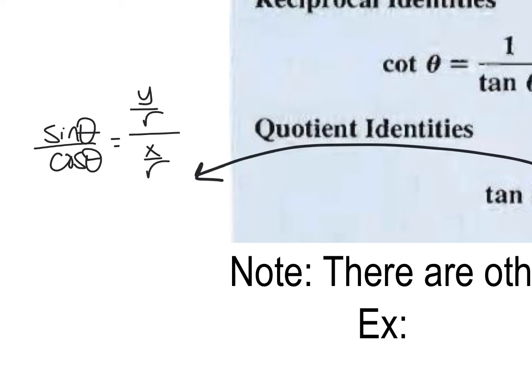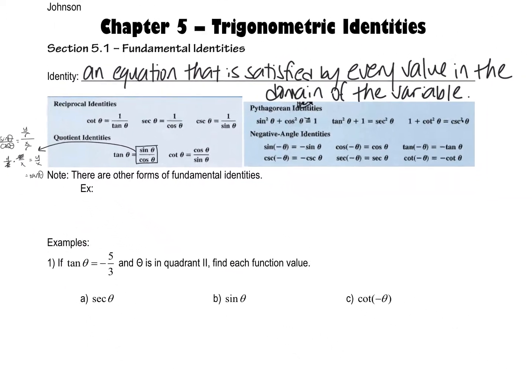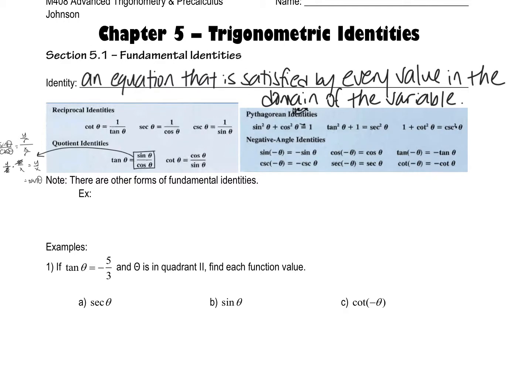And remember how to divide fractions? You keep the top one and you flip the bottom one and multiply. And so then the r's cancel here when we're just multiplying. And we get y over x, and y over x is tangent. Okay, so that is why sine over cosine equals tangent. You can do the same exact manipulation with the cotangent one. In the essence of saving time, I won't actually show that one, but it's similar. You just take the ratios, divide, flip, and multiply, and it equals the cotangent ratio.